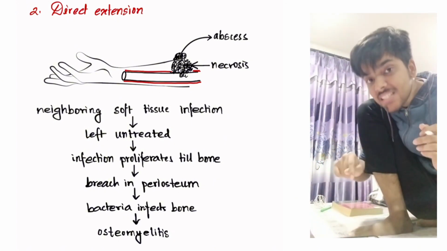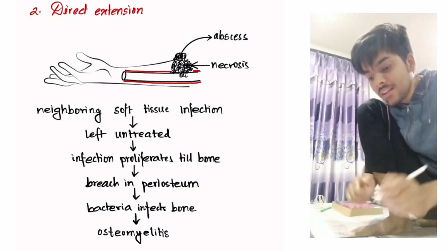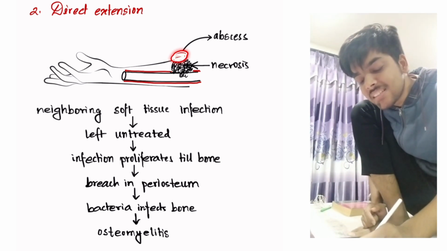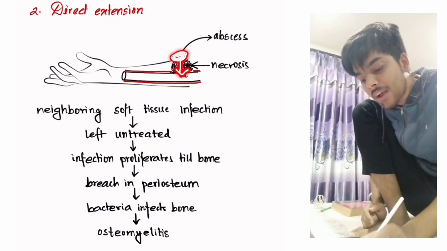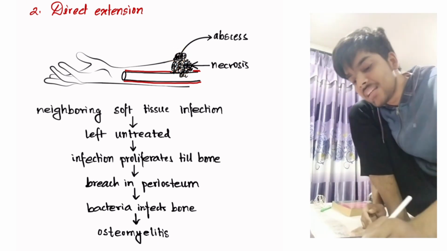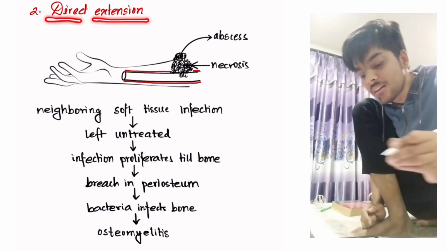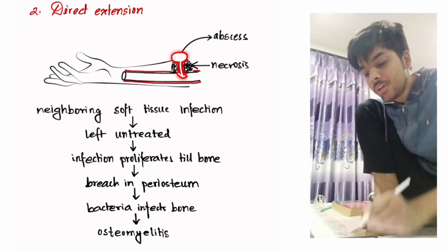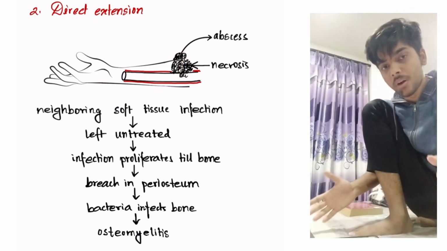However, in this particular condition, the untreated infection directly extends from the focus of infection till the bone, and then finally infects the bone. So there is a direct extension of the soft tissue infection from the site of infection till the bone itself. So this is what happens.